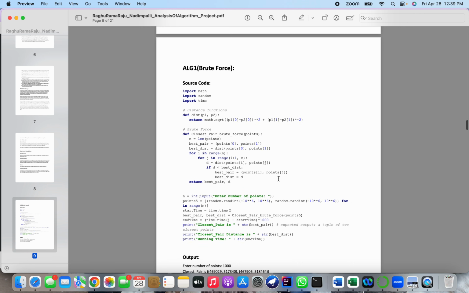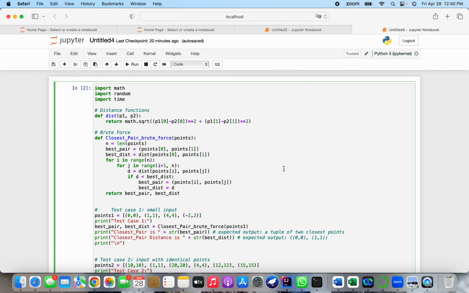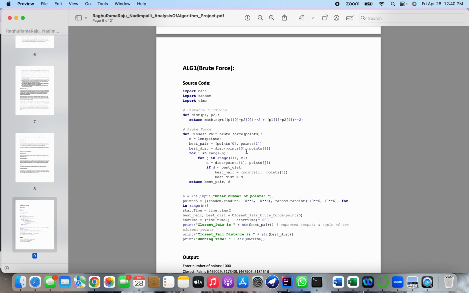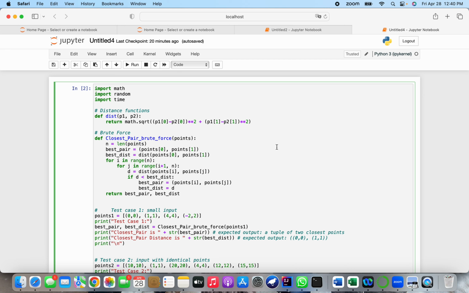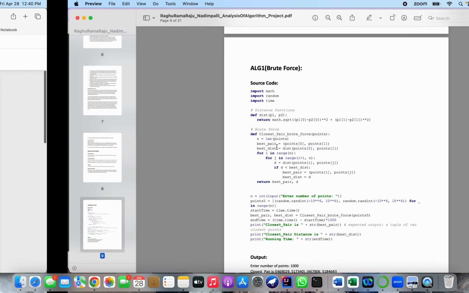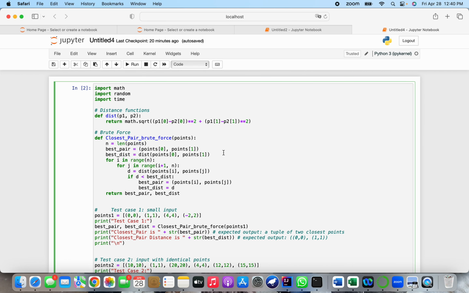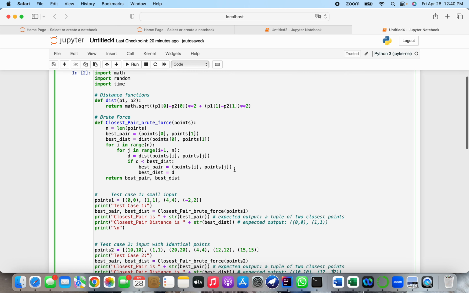And so now let's get to the source code that I have developed to compute the closest pair. So this is the first code, which is brute force, and this is how I have developed it here with a few test cases, from small inputs to large inputs.